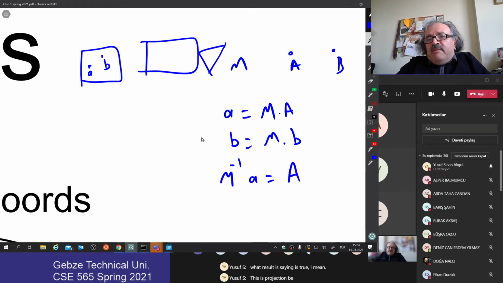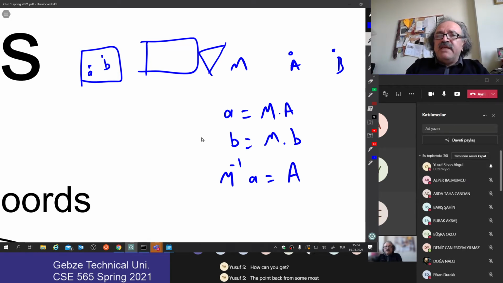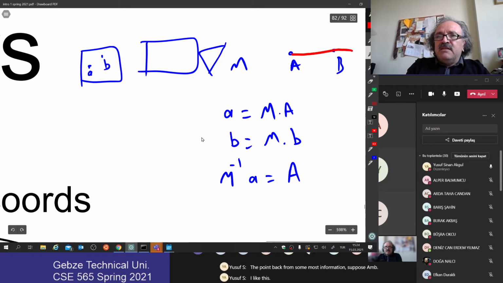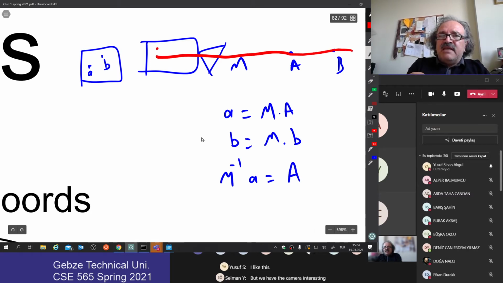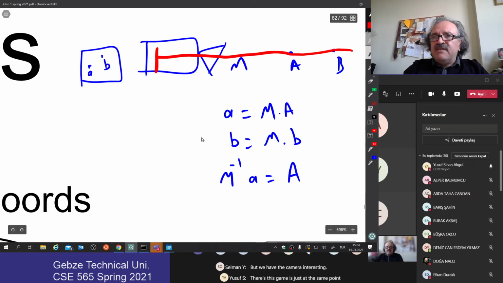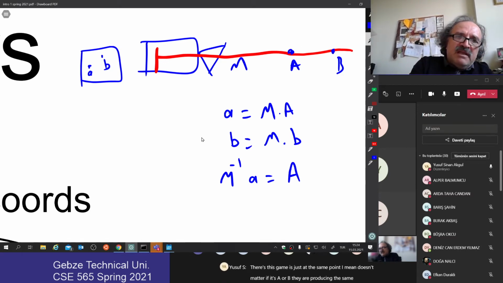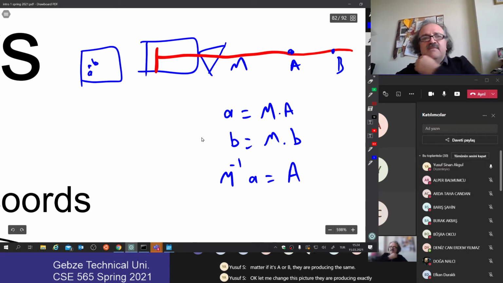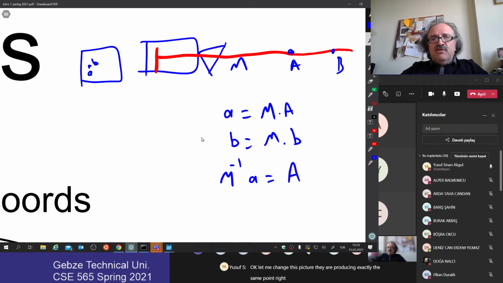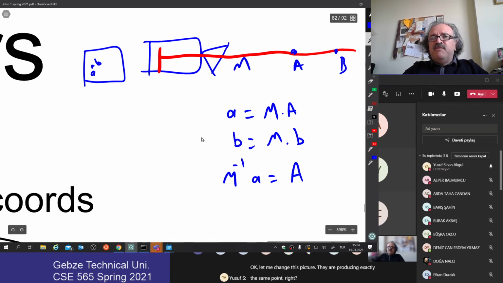We lost one of the dimensions. How can you get the point back from some lost information? Suppose A and B are like this. The camera beam is just at the same point. I mean, it doesn't matter if it's A or B. Okay, let me change this picture. They are producing exactly the same point, right? So how would this equation know the difference between A and B?